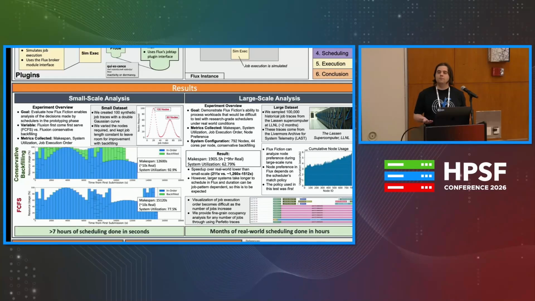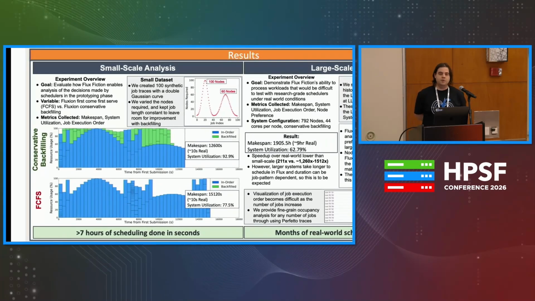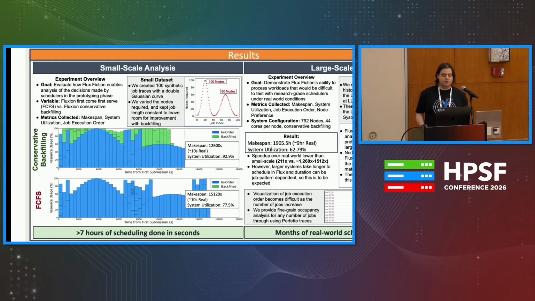With our tool, there are a couple of different results that I wanted to show you to demonstrate the capability. The first one is a small scale analysis where we used 100 synthetic jobs on a 100 node system and wanted to show the difference between first come first serve and conservative backfilling, swapping out different queuing policies. If you know about scheduling, this has a pretty obvious result. We get a lot more utilization once we introduce backfilling. But the important thing here is that using Flux Fiction, we were able to get these results in a matter of seconds, versus if you ran it on a real system, it could have taken hours.